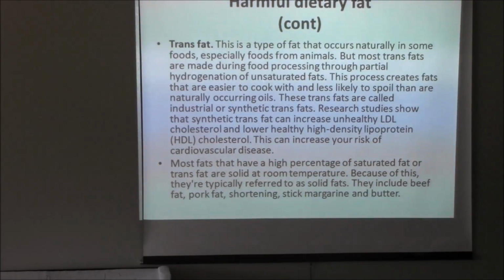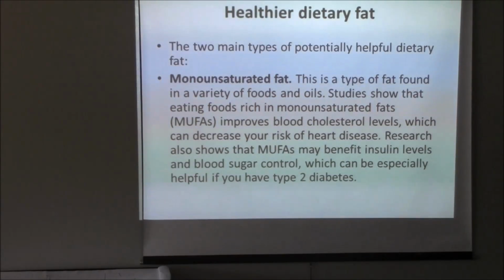And then the research has shown that these synthetic trans fats can increase the unhealthy LDL cholesterol and lower your high density, which is what we want high, right? And most fats have a high percentage of saturated fat or trans fat or are solid at room temperature. Because of this, they're typically referred to as solid fats, like beef, steak, margarines. And then two healthier ones, monounsaturated.